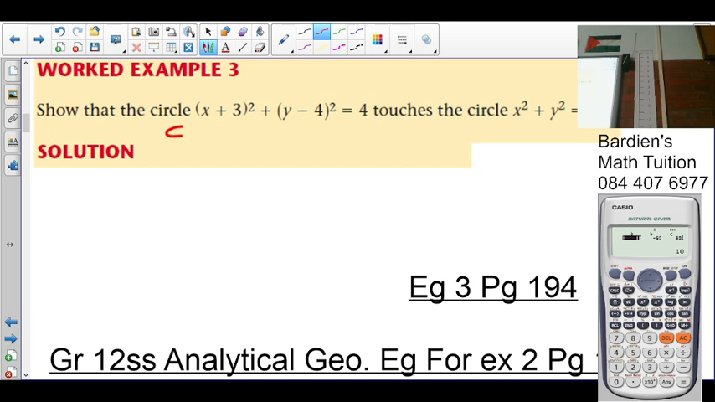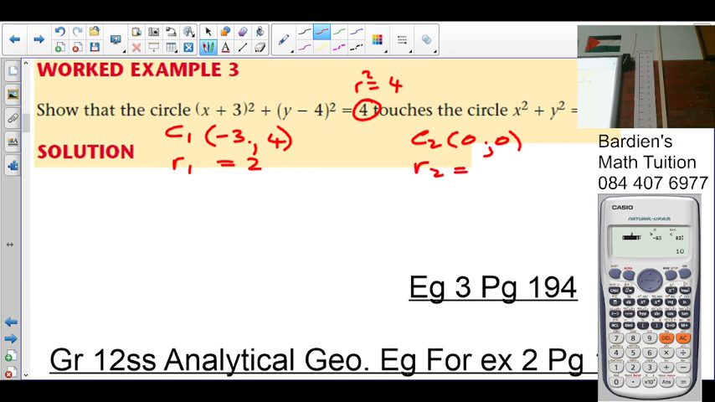This first circle has center negative 3 and 4. What's the radius? Remember that r squared is 4, so it's going to give you 2. So what's the center of the second circle? 0 and 0. What is the radius of the second circle? Remember that r squared is 9, so it's going to give you 3. So what is r1 plus r2 equal to? r1 plus r2 is 2 plus 3, which is 5.